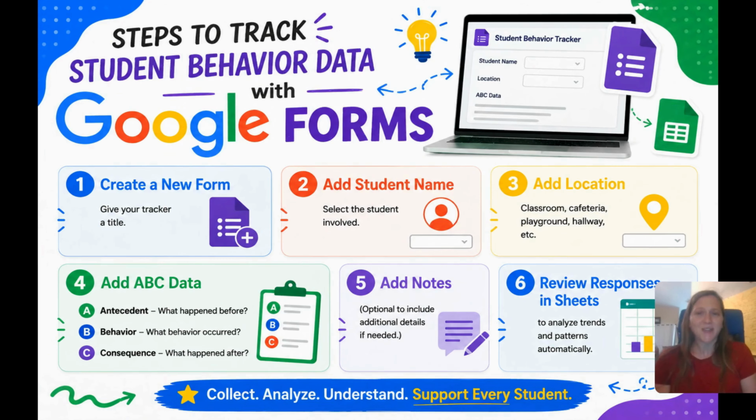So the steps to track student behavior data are simple. 1, you create a new form. 2, you add the student's name. 3, add a location. 4, add your ABC data. So that's your antecedent, what happened before, like what was the trigger. B, what was the behavior. And C, what was the consequence that happened afterwards. And then there's always going to be a section at the end that's optional to add notes. So if you need to write something about how parent was notified and came to pick up the child or something like that, that is where you're going to add that.